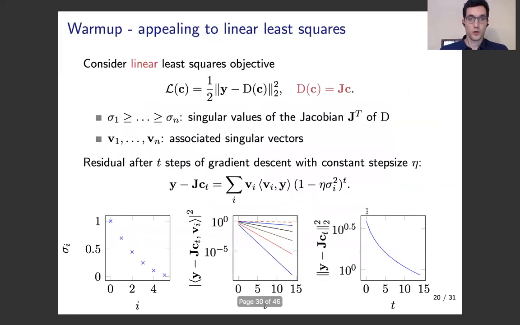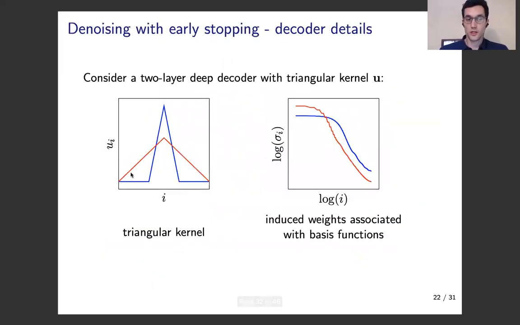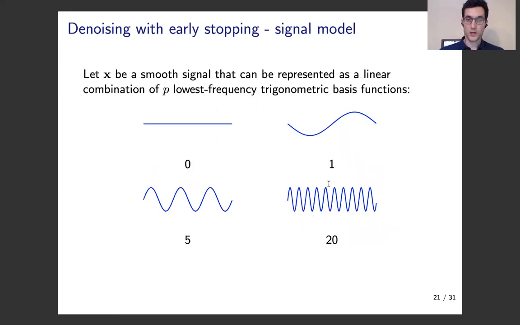What we use in practice is a triangular kernel. A triangular kernel performs a linear interpolation, so it essentially interpolates neighboring pixels. If we take such a triangular kernel, this kernel induces weights, and the weights are associated with the basis functions. In this case, they are associated with those basis functions. I think there's a question.